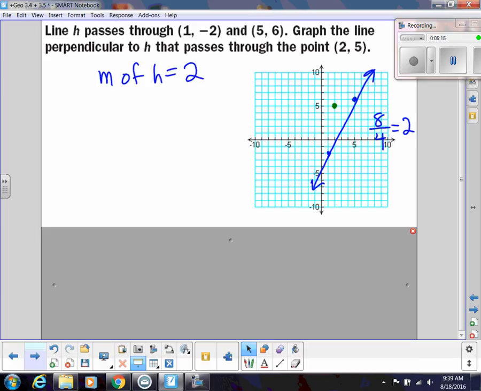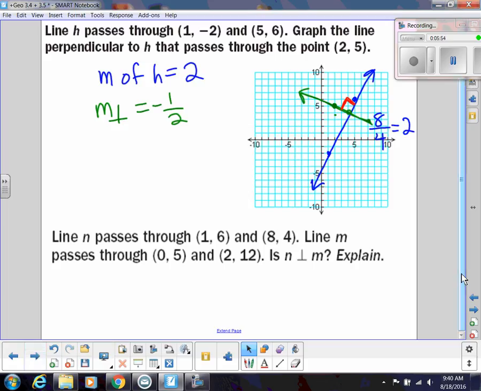If I want a perpendicular slope, that's going to be the opposite reciprocal, negative 1/2. That tells me when I start at this point, 2, 5, I would go down 1 and to the right 2. And I know that that line is guaranteed to be perpendicular. Keep in mind that perpendicular means that they are at right angles. That's very helpful in geometry. We've already been using that in right triangles with the Pythagorean theorem and whatnot.